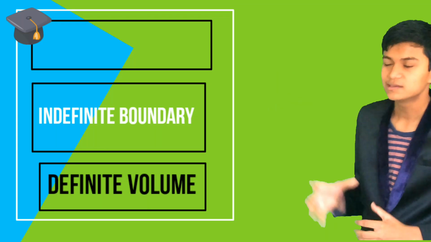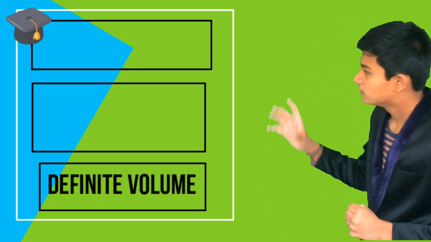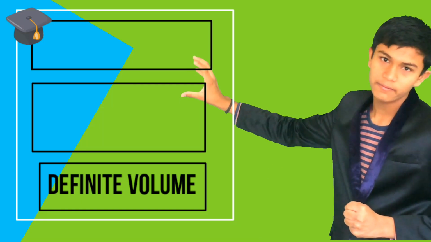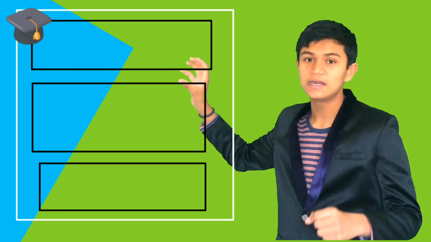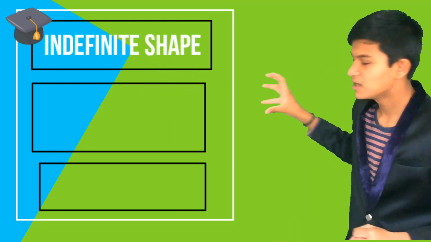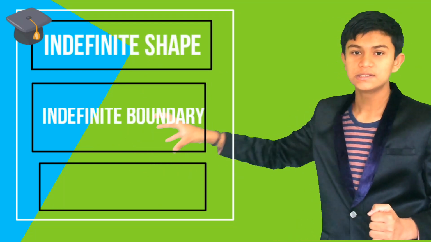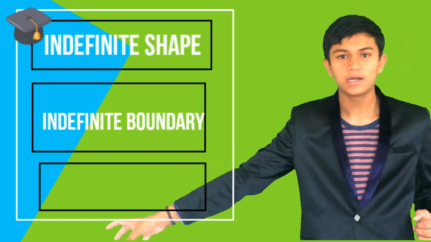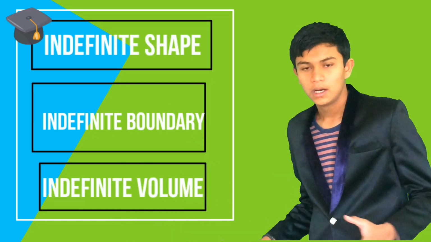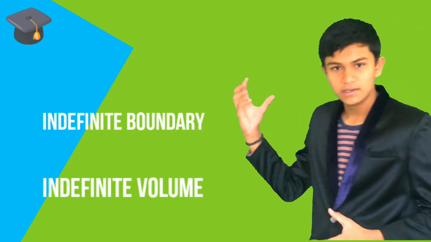Now in the gases, it doesn't have a definite shape, or it has indefinite shape, it has indefinite boundaries, and it has indefinite volume, or else I can say it doesn't have any boundaries.